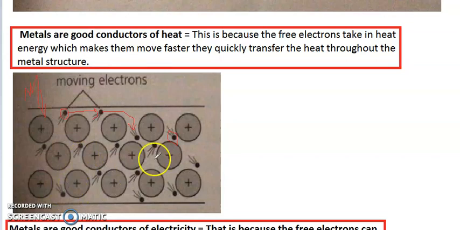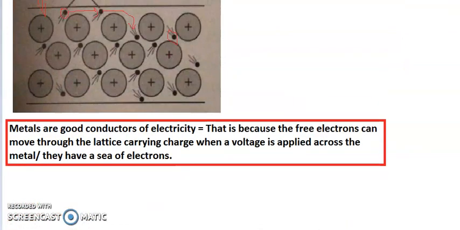And now for the final aspect, which is that metals are good conductors of electricity. Now this is also a very important part, because almost all metals are good conductors of electricity. That is because the free electrons can move throughout the lattice carrying a charge, right, when a voltage is applied across the metal. So if I've connected two wires over here, and I've charged this particle, obviously it will start moving here and there, and therefore charge other particles, and therefore the electricity will be transferred from here to the end of the metal, and therefore you can say that they are good conductors of electricity, right?